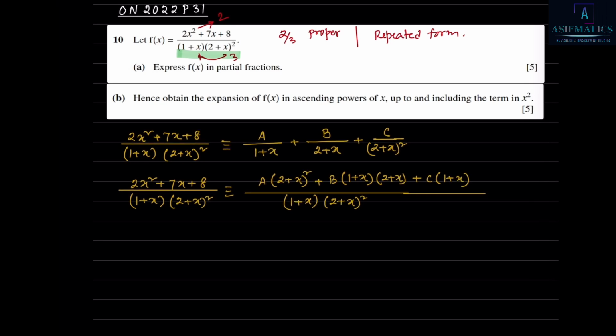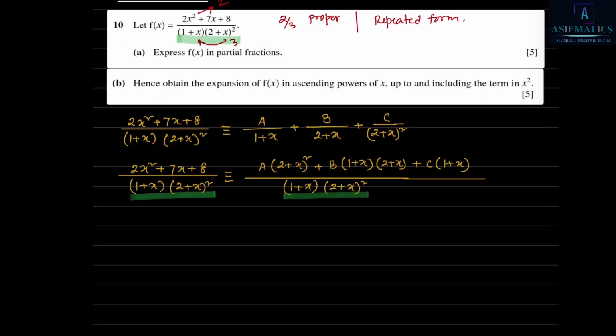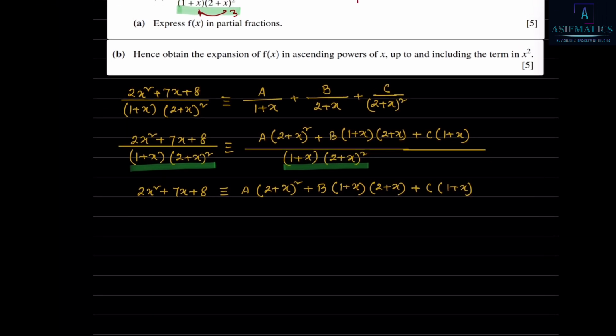Or finally, we can simplify this more. As both sides have the same denominator, both denominators go off, and then we can write 2x squared plus 7x plus 8 is identical to a(2 plus x) whole squared plus b(1 plus x)(2 plus x) plus c(1 plus x). Now we need to set one factor at a time to 0, and then we can get our a, b, c values. That is our target.